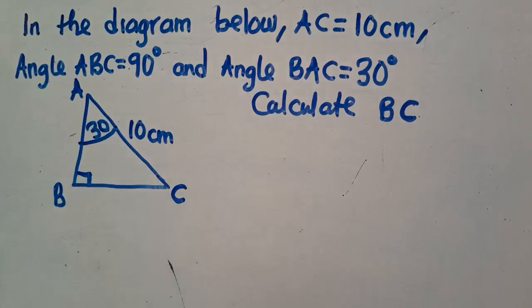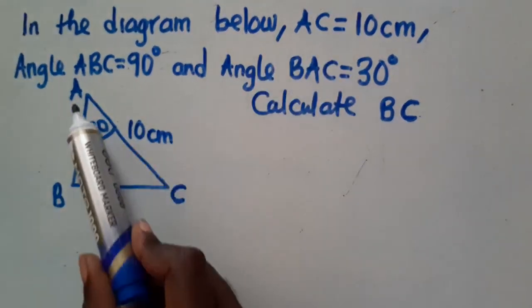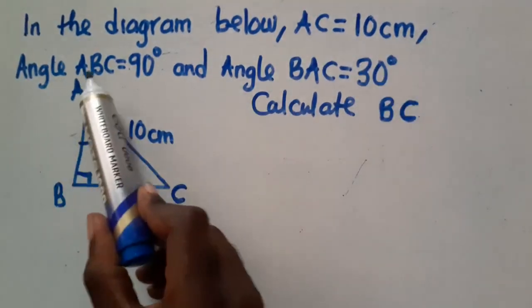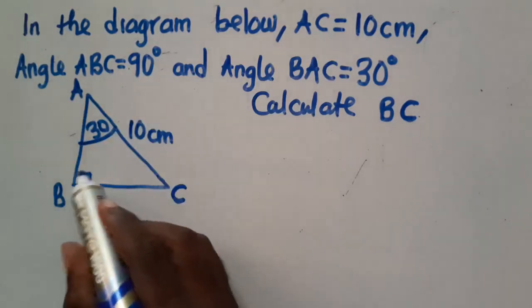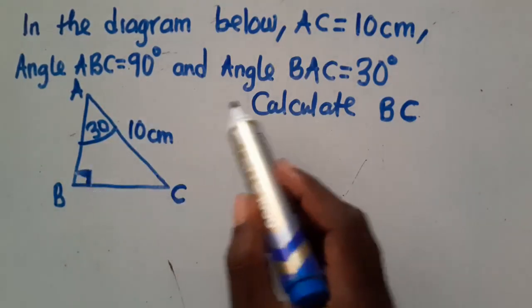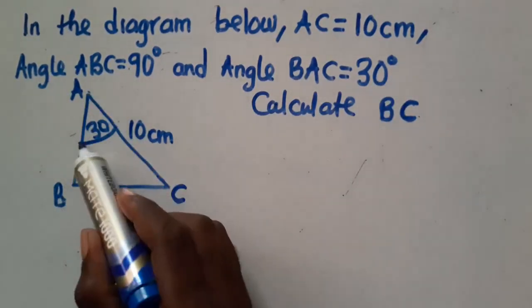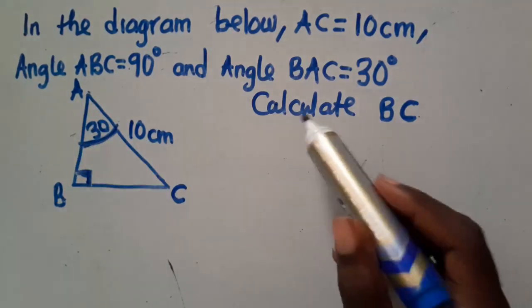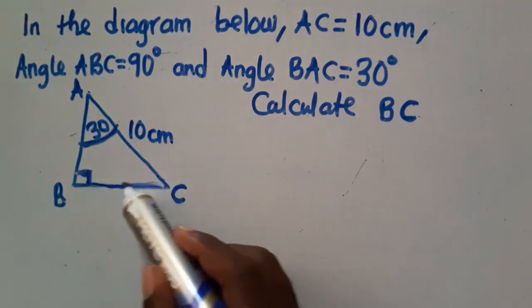So the question reads, in the diagram below, AC is equal to 10 centimeters. Angle ABC is equal to 90 degrees, the one which is there. And angle BAC is equal to 30. BAC, the angle there, is equal to 30 degrees. Calculate BC. You want to calculate the BC, the side which is there.